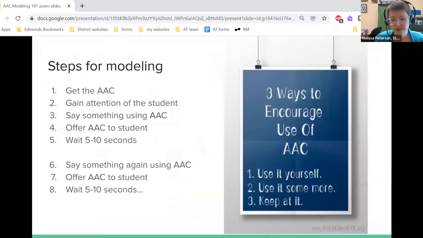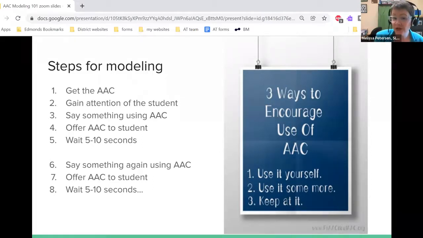So here are the steps. This maybe is my favorite slide. They're very complicated. Step one, get the AAC, meaning if you're going to use an iPad, get it next to you. If you're using a core board, like whatever it is that you're using, it has to be in your hand for you to be able to use it. Can't be across the room or in a kid's backpack or wherever else it is.